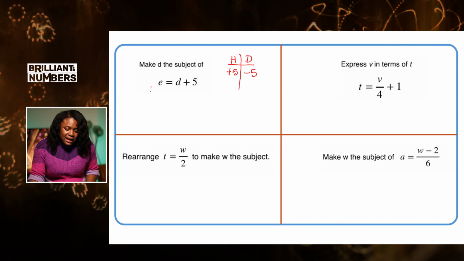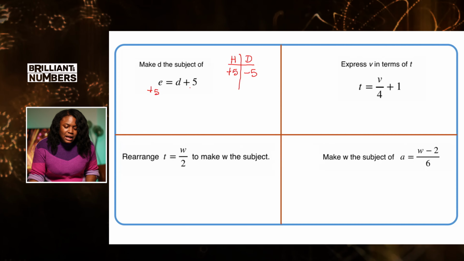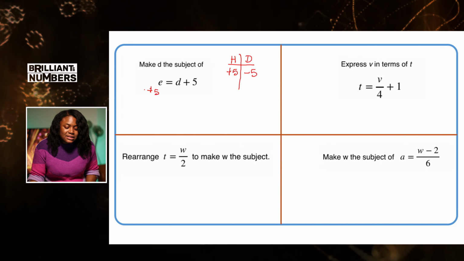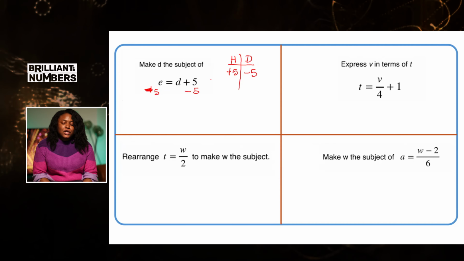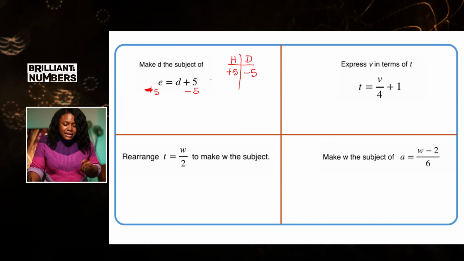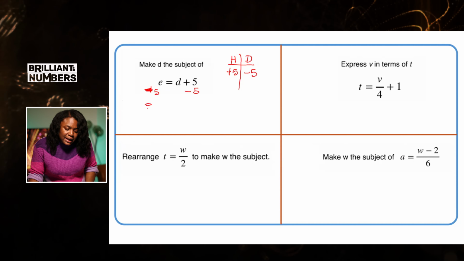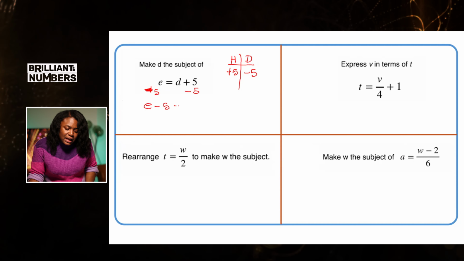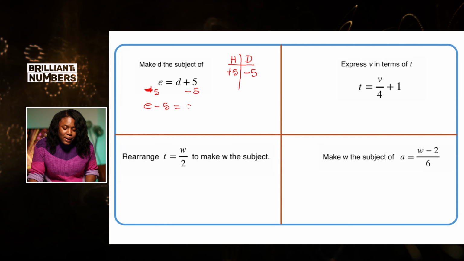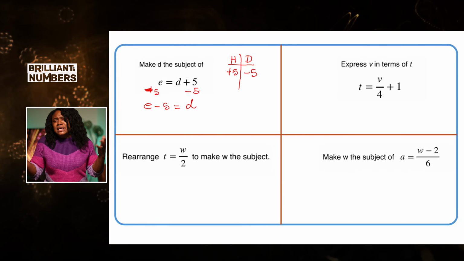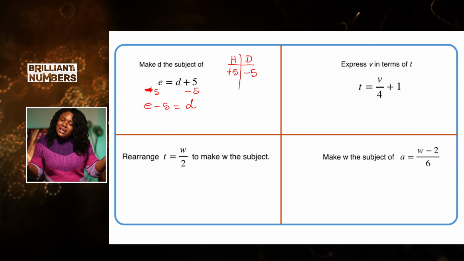So I need to subtract 5, and I need to subtract 5 on the other side as well. So I'm going to tidy up the side here. So it's E minus 5. 5 take away 5 is equal to 0. So we now have D on its own. It's really good practice to put D on the left-hand side.